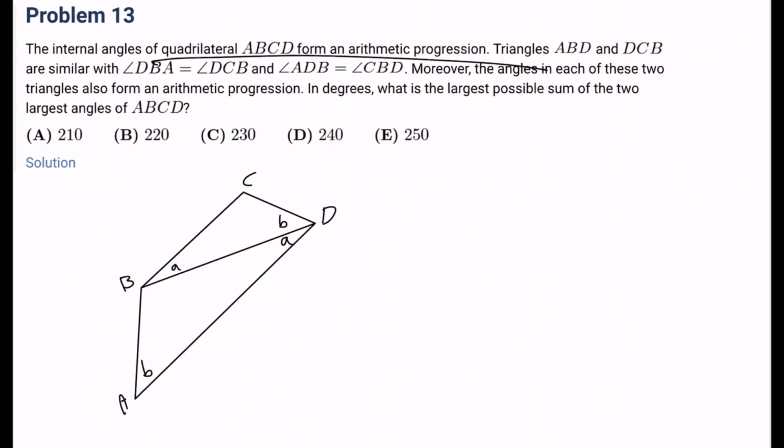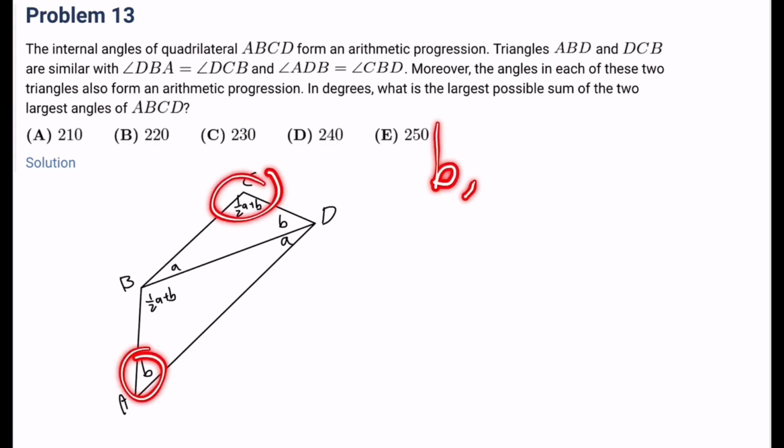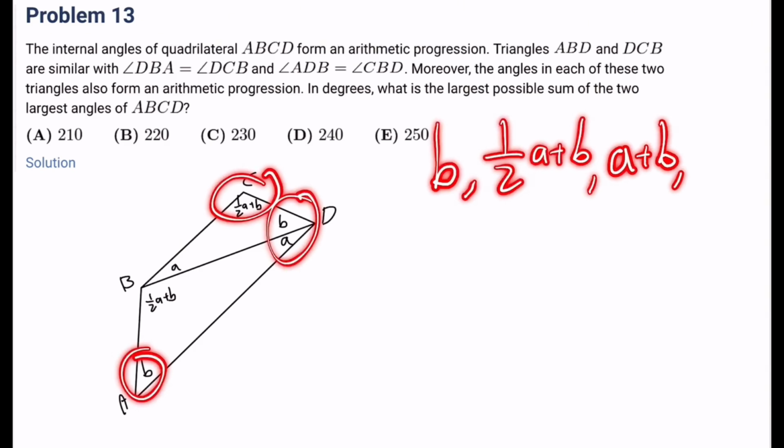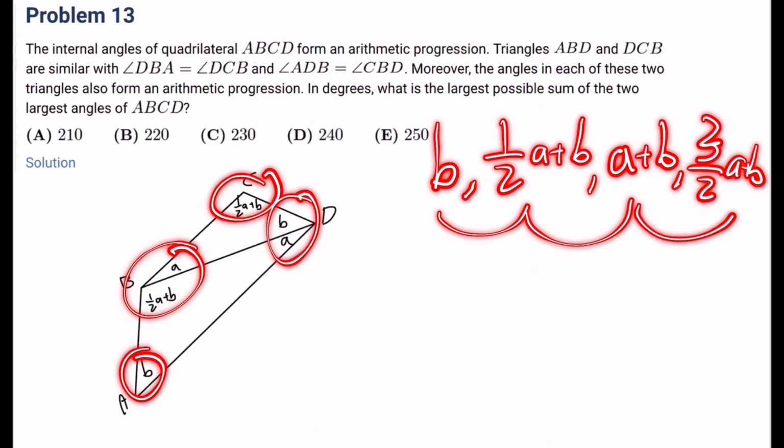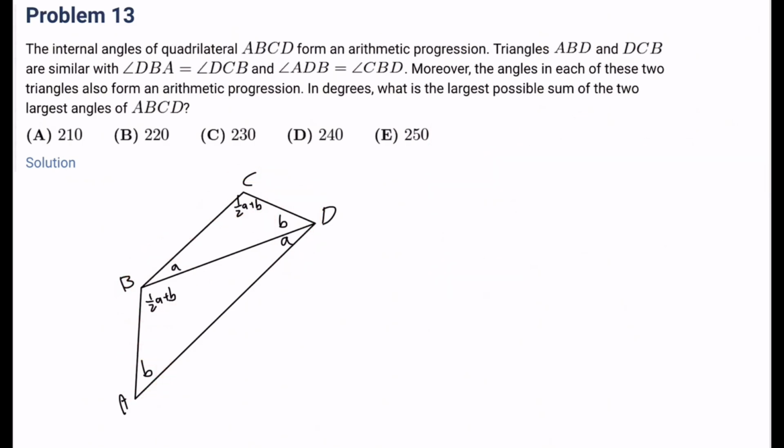And now, since the angles of quadrilateral ABCD have to form an arithmetic progression, we can find that if we put in for this angle half A plus B, then that will give us a sequence of first B, and then this one, half A plus B, and then this one, A plus B, so that's 2 over 2A plus B, and lastly this one, 3 over 2A plus B, right? So this is an arithmetic progression because it increases by half A each time. So this makes sense. And now we have to see that those angles form an arithmetic progression as well.